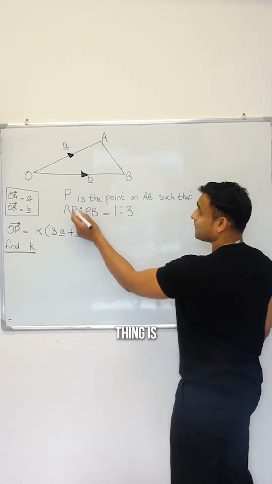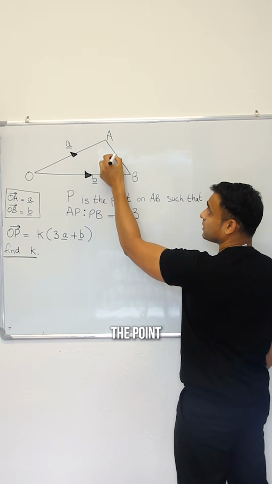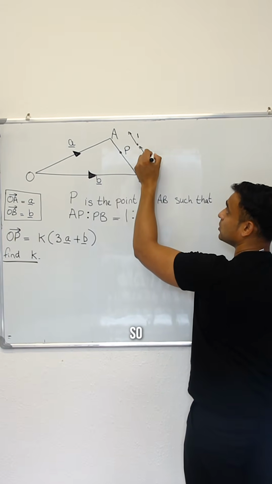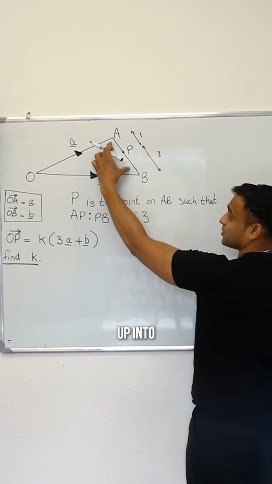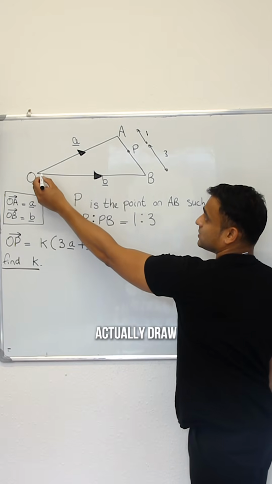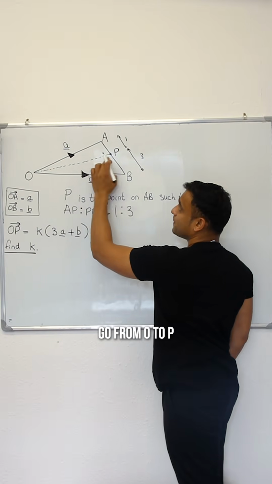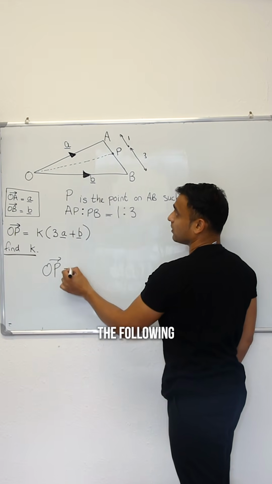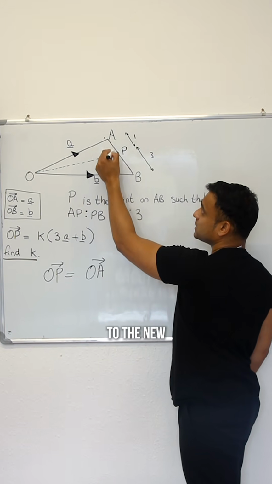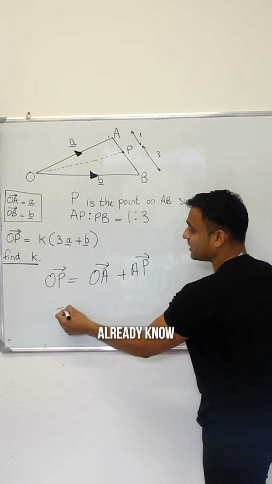So first thing is P is a point on AB such that we've got this ratio. So let's put the point P there, and we know that it's in the ratio 1 to 3. So the whole line is chopped up into quarters. So what we can do from there is we can actually draw a line to show what this route looks like. To go from O to P, we need to follow the following path. We need to go O to A, then we need to go from A to the new point P, A to P.